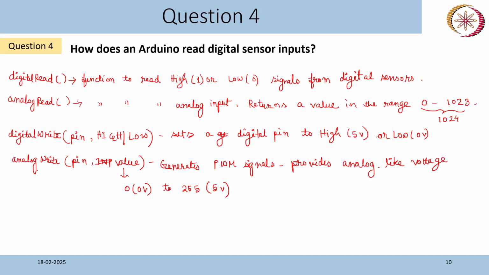Where can you use it? The example that was shown in the lab class was the speed of the stepper motor. You can also control the brightness of some LEDs using this kind of analog write function. So these two you use with your actuators, and these two you use with your sensors. These are for input, these are for output. Okay. Is it clear?